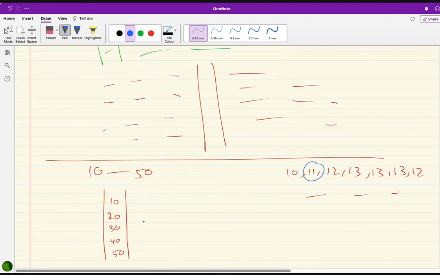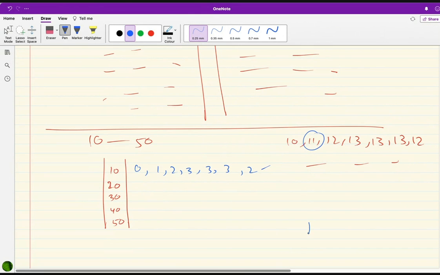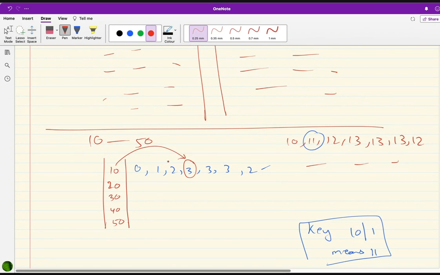So let's say I select 11. These are all starting with 1. If I write here as 0, and then 1, and then 2, and then 3, 3, 3, and then the last one is again 2. We will have a key. Key would show that 1|1 means 11. So if the key is telling me this is 11, I would know that this is 13. One thing. The other thing, they have to be in order.